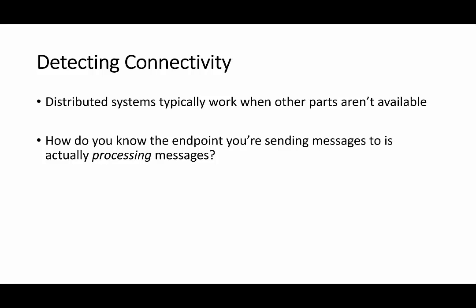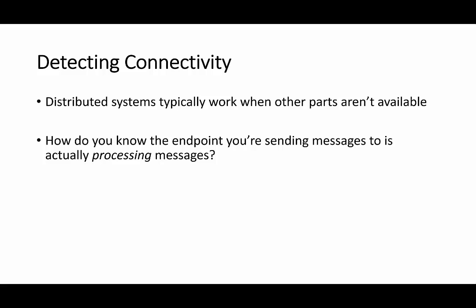But given that distributed systems are designed to continue working if destinations aren't currently available, how can we monitor if there's actually connectivity between endpoints in the system? And even if we know that there's network connectivity between 2 endpoints, how can we be sure that the endpoints that we send a message to are actually processing the messages? So we can do this by doing connectivity checks between endpoints.